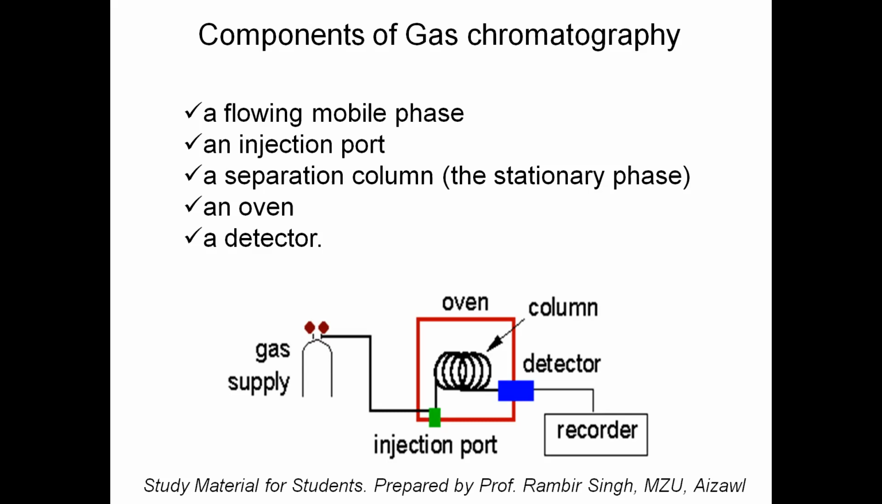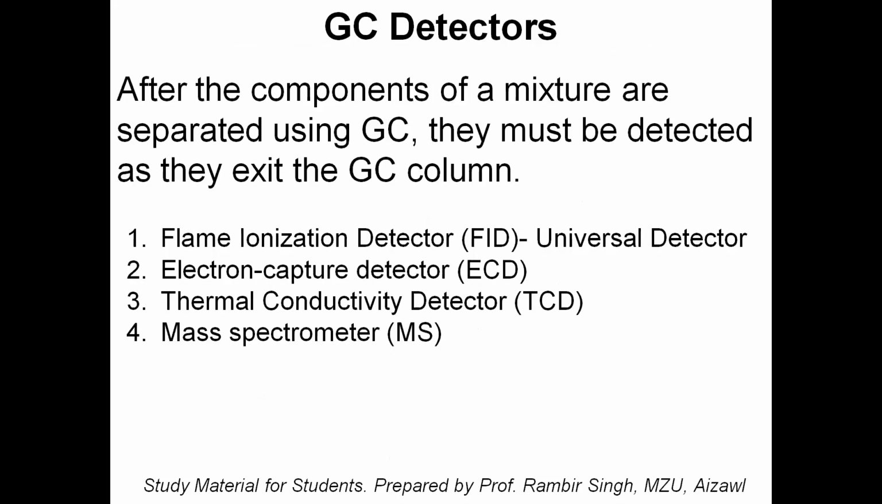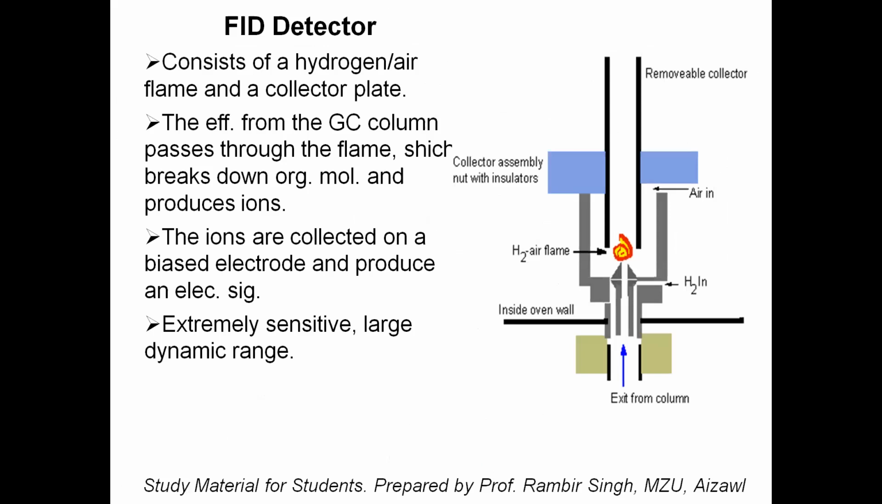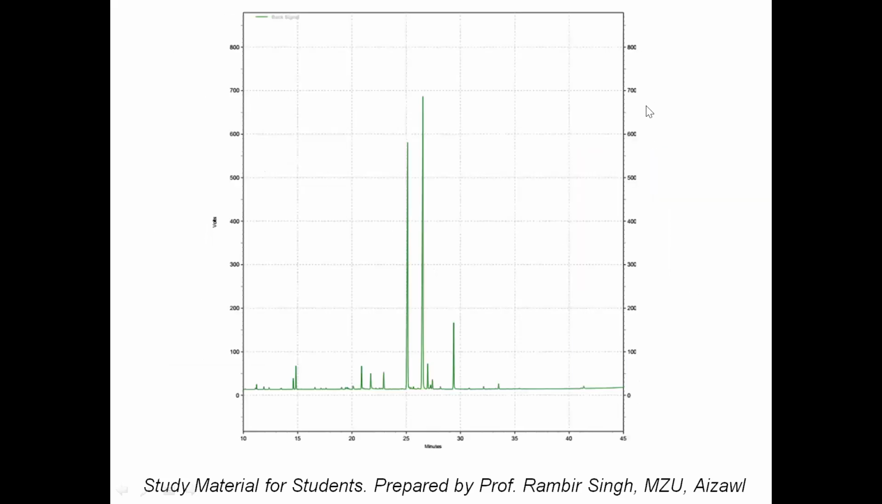Separation takes place, and one of the detectors used is the flame ionization detector, because the compounds are in vapor state, so they are detected in vapor state only. The compound which is coming from the column in vapor state is burnt in a flame. When it is burnt, the compound disintegrates, and the electrons are liberated. These liberated electrons are collected and given to a circuit which generates a current. So you have a chromatogram.